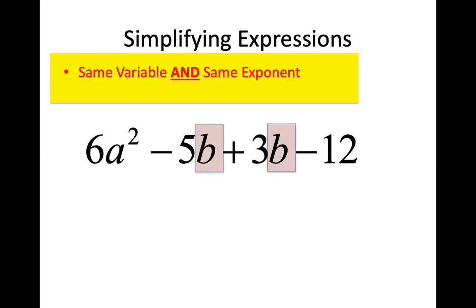I don't know what color that is. It looks pinkish. All right, the pink ones. Salmon?